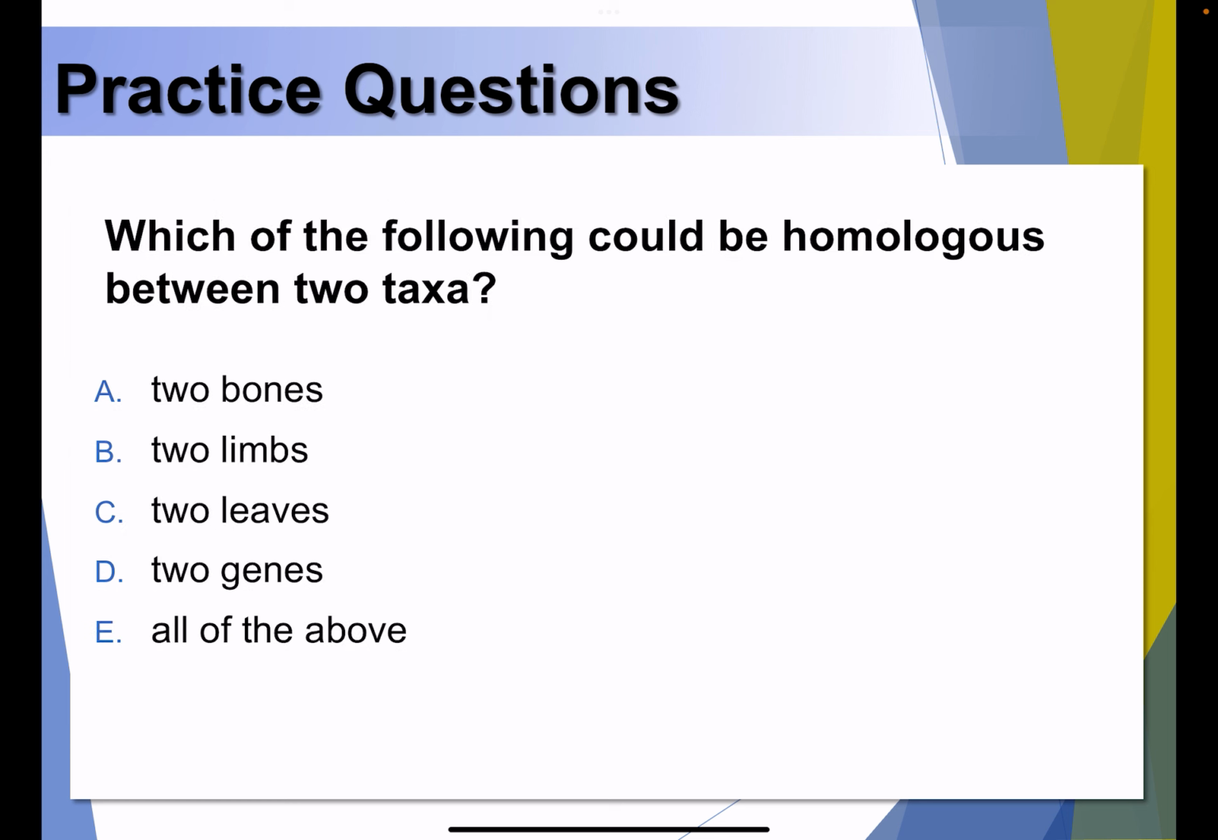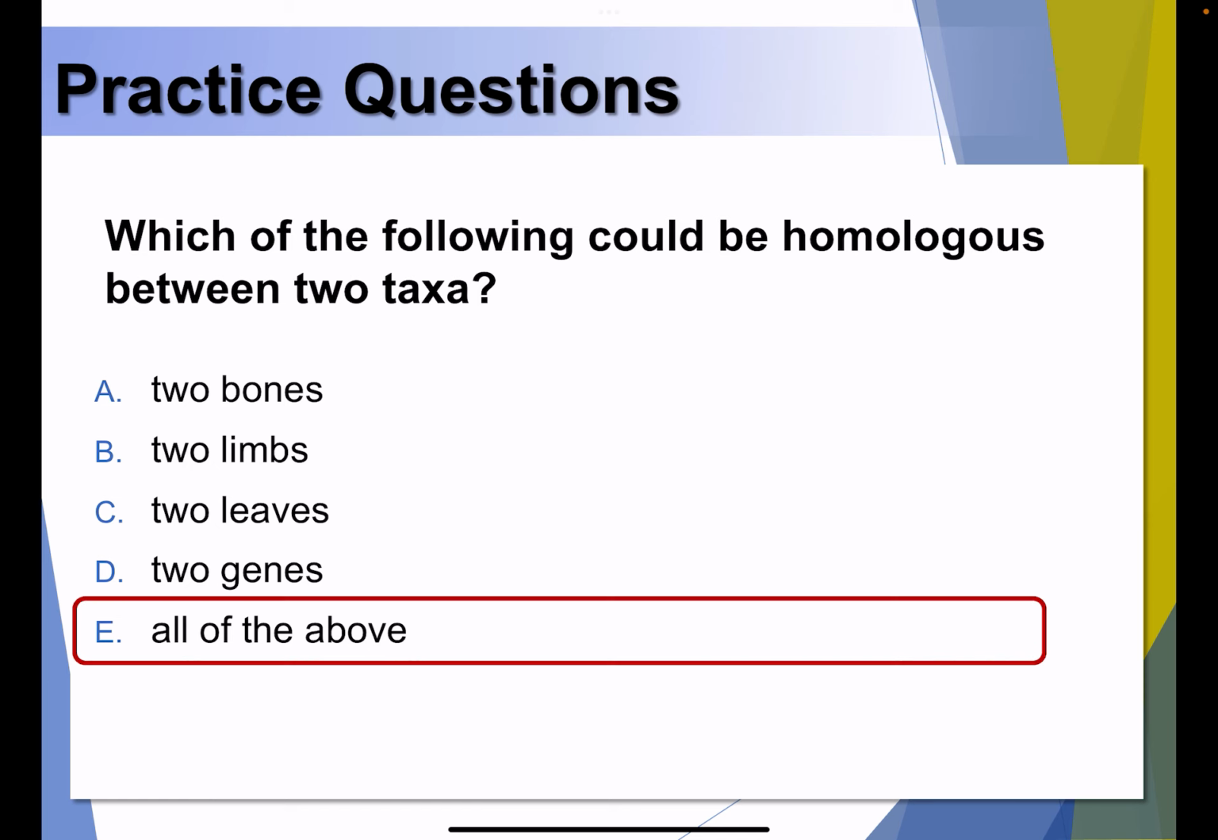Which of the following could be homologous between two taxa? All of the above. When we're talking about homologous structures, it can be bones, it can be limbs, it can be leaves, it can even be genes, molecular homology. So all of the above can be homologous between two taxa as long as they share the same common ancestor. And that's all I have for you.